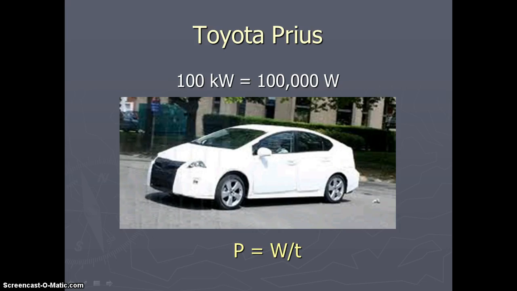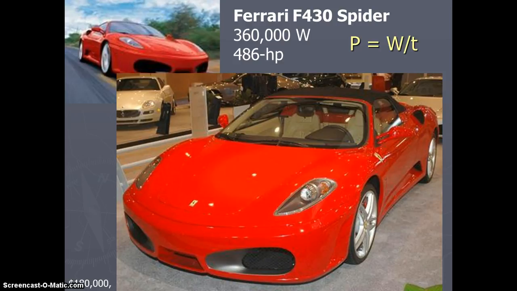In Europe, actually most countries, this is how they measure the power of a car. They say that the engine has a 100,000 watt engine or a 100 kilowatt engine. So a Toyota Prius would be a car that would have about a 100 kilowatt engine. Of course, you could go to something a little bit nicer like a Ferrari, which has a 360 kilowatt engine.